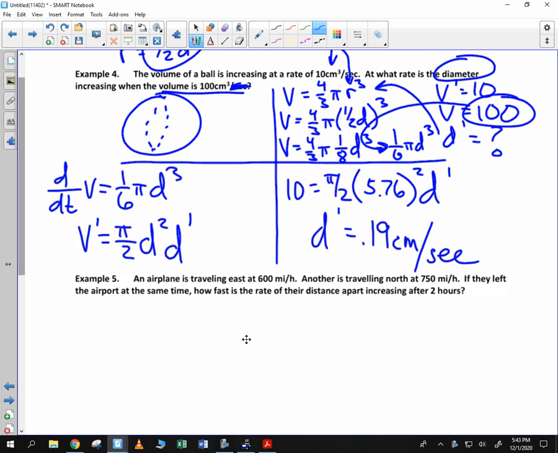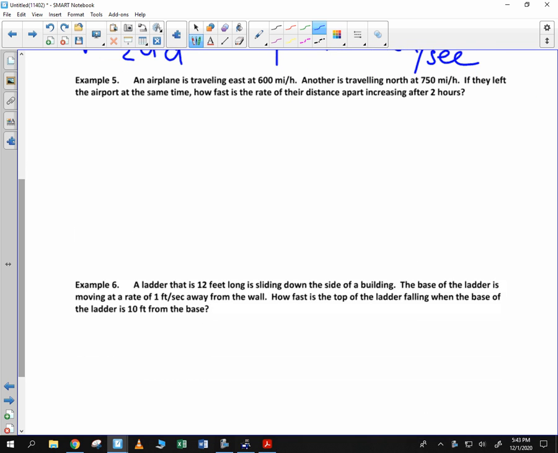Okay, let's look at the next question. It talks about an airplane traveling east and another airplane traveling north. They're traveling at different speeds, and they left the airport at the same time. Then how fast is the rate of their distance apart increasing? So this distance, that's what we're wondering.